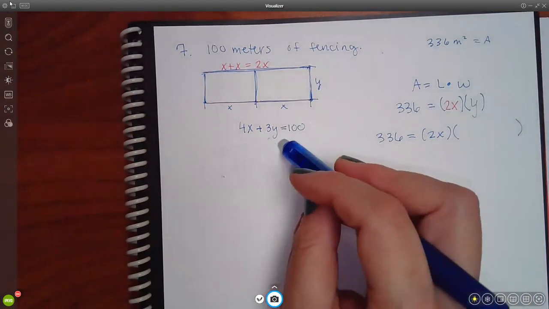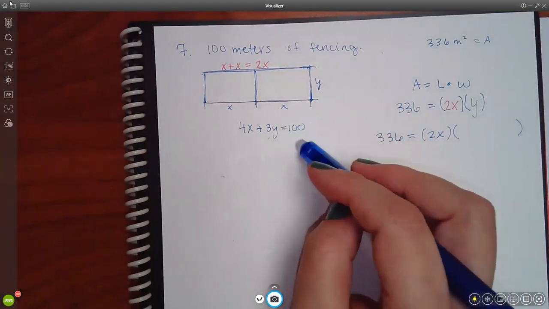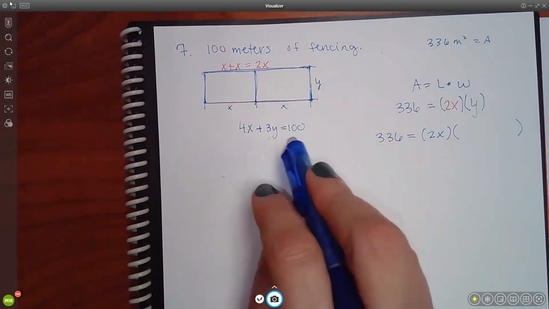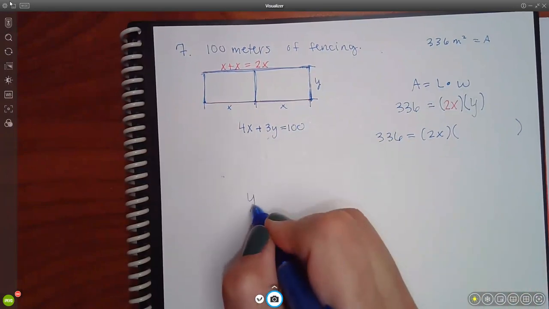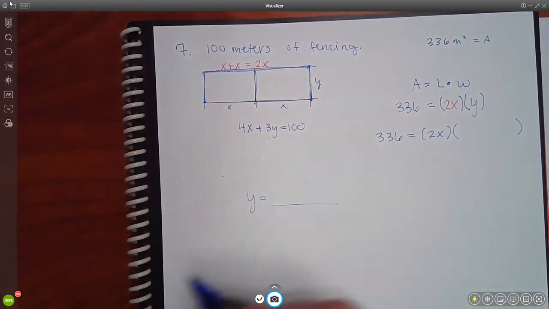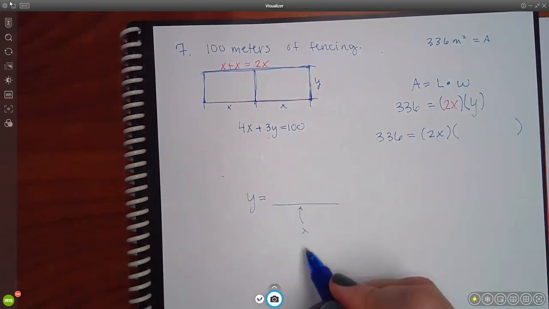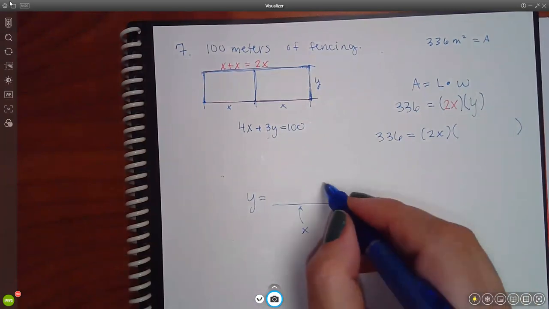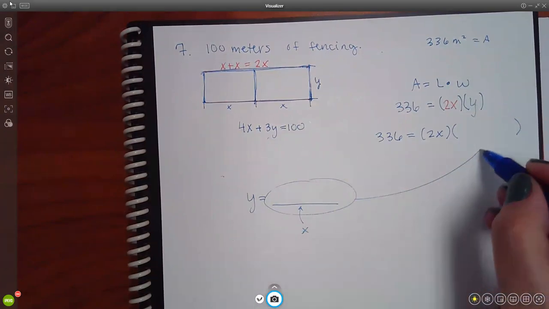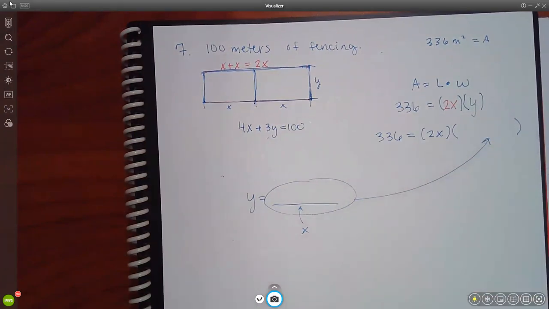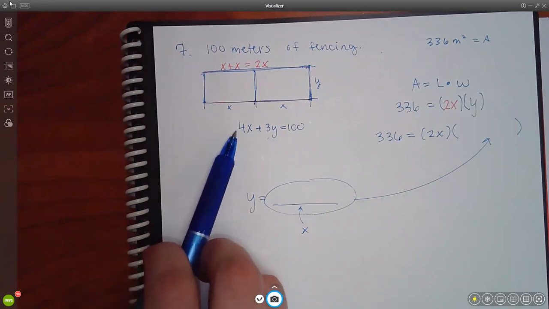I can take that whole equation, because the total fencing is 100. I can solve this equation so that it looks like y equals something, and there will be an x in there somewhere, okay? Once I know what this is, I can use it over here in this equation, okay? But how do I get that y by itself from this equation that was given to me? What would be my first step?